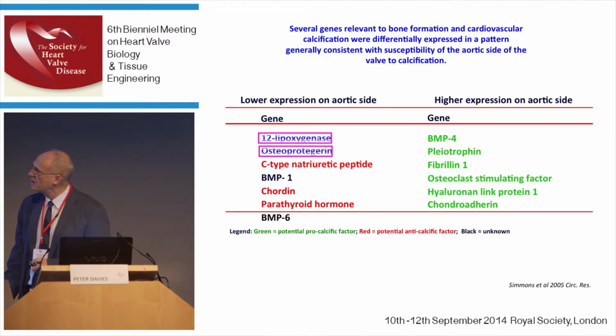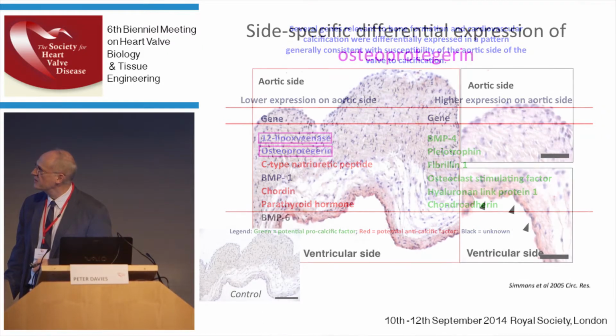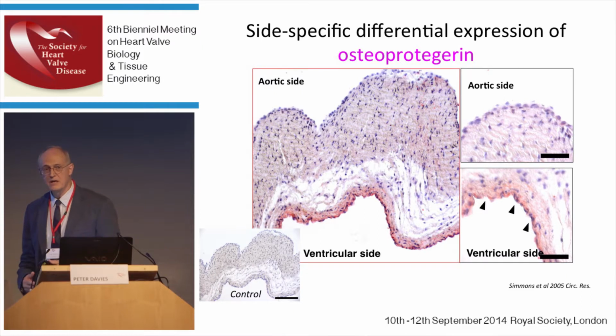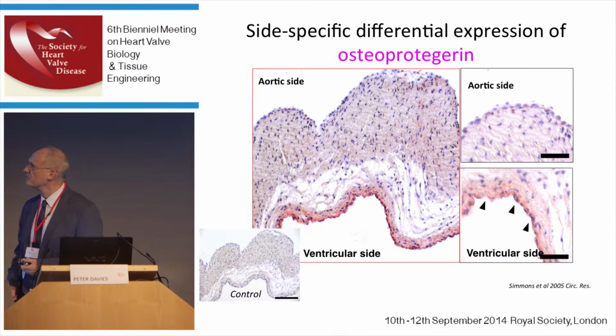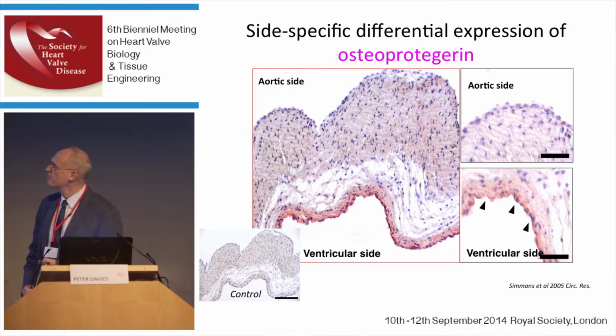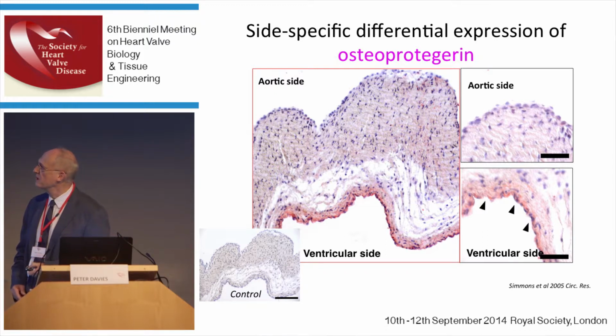And when Craig looked at immunohistochemistry, there are some startling contrasts in a number of them. This is osteoprotegerin, which is fairly protective against calcification, and it's expressed exclusively on the ventricular side. It's totally absent on the aortic side endothelial cells. This is at higher power.